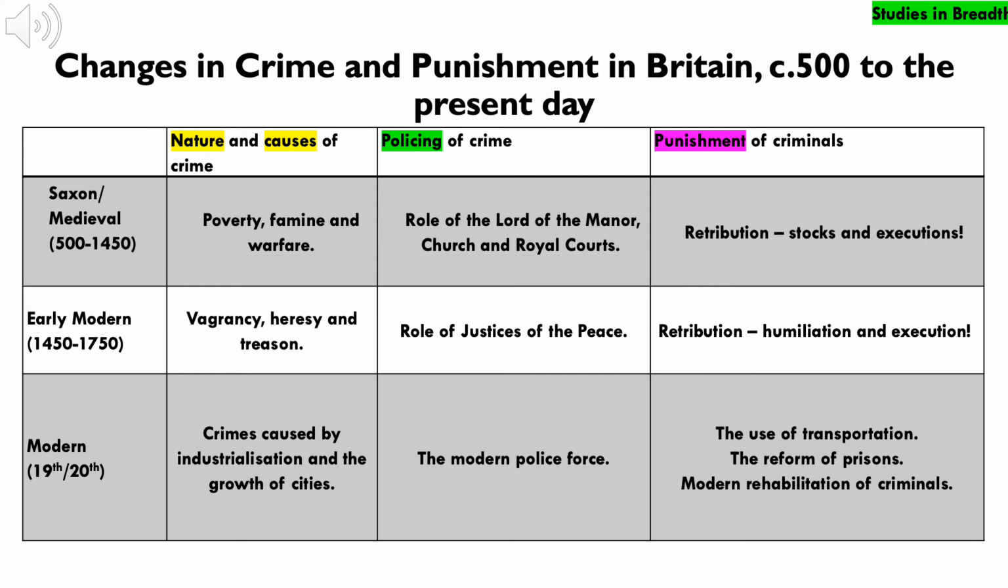For example, the punishment of criminals in the medieval period was mainly retribution, using stocks and public executions. In the early modern period, humiliation was a key form of punishment, often to deter criminality. And you'll study the changes made since 1800 to the role and purpose of prisons and attempts to rehabilitate criminals.